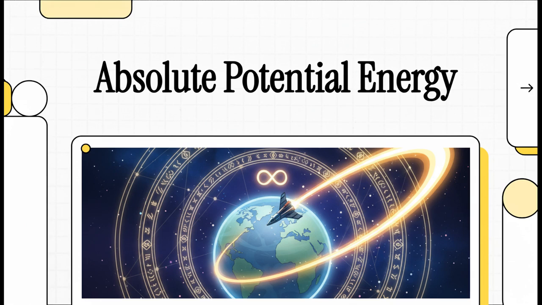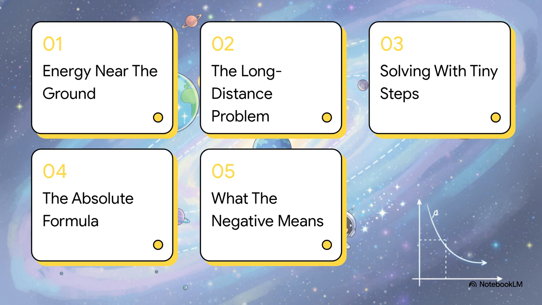Let's dive in. So here's how we're going to tackle this. We'll start with the simple stuff we already know. Then we'll see exactly why that simple stuff breaks down over long distances. From there, we'll get into the really clever workaround that physicists use. That'll lead us to the final, absolute energy formula. And maybe most importantly, we'll figure out what that little negative sign in the formula actually means.